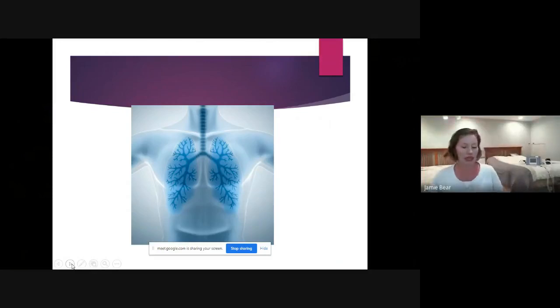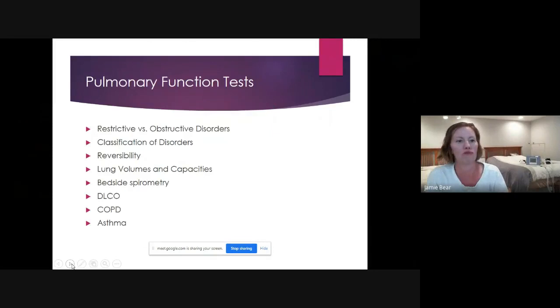function, COPD with GOLD guidelines, and then the expert panel report for asthma. So we're going to talk about pulmonary function tests, that it's good to differentiate with these PFTs restrictive versus obstructive disorders. Also classifying disorders, asking if there's reversibility, lung volumes and capacities, bedside spirometry, DLCO, COPD, and asthma.